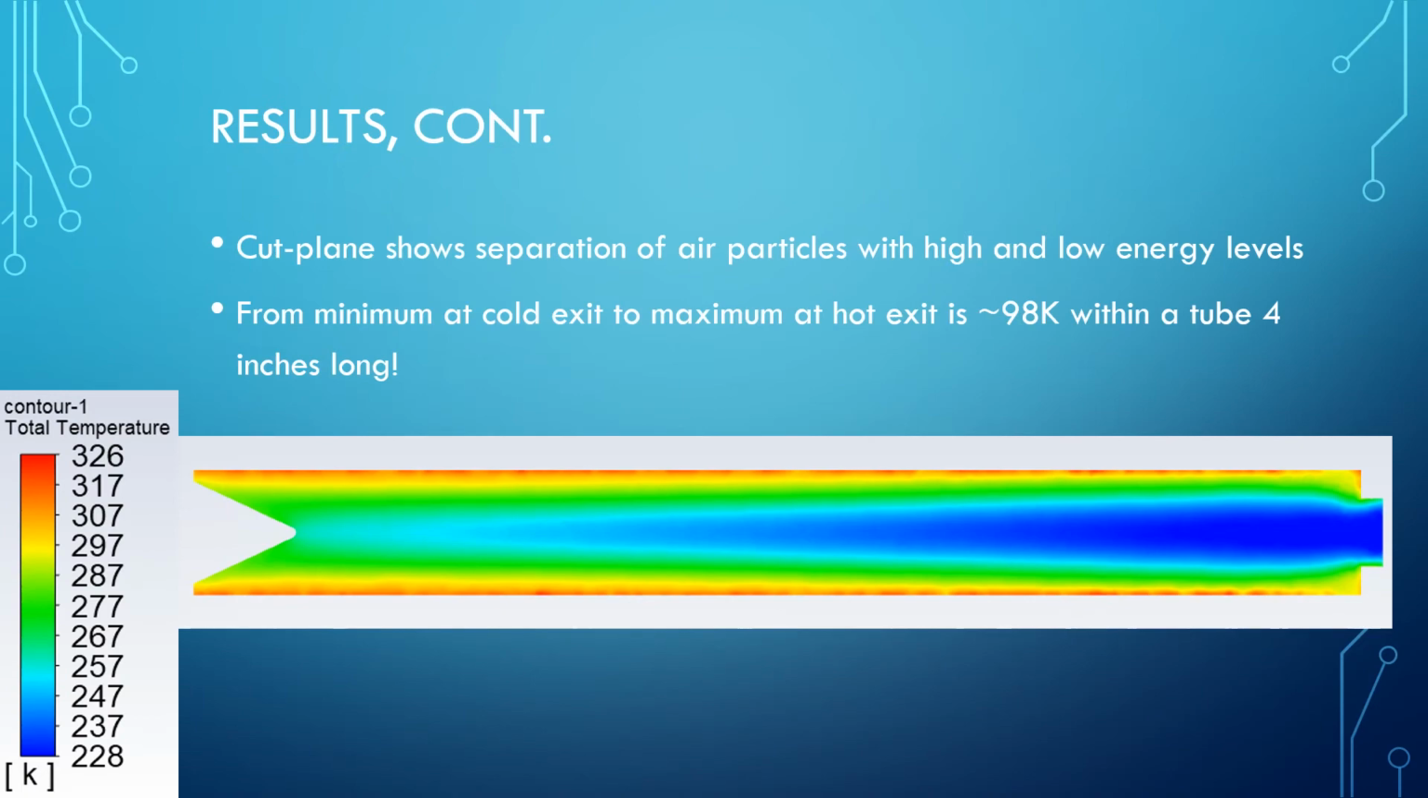Another picture, we have a cut plane that shows separation of air particles by high and low energy levels. And obviously the minimum at the cold exit and the maximum at the hot exit is going to be way higher than our average temperature separation. And it's about 98 degrees Kelvin. And this is all within a tube that's about 4 inches long. So it's definitely a pretty sharp temperature gradient.